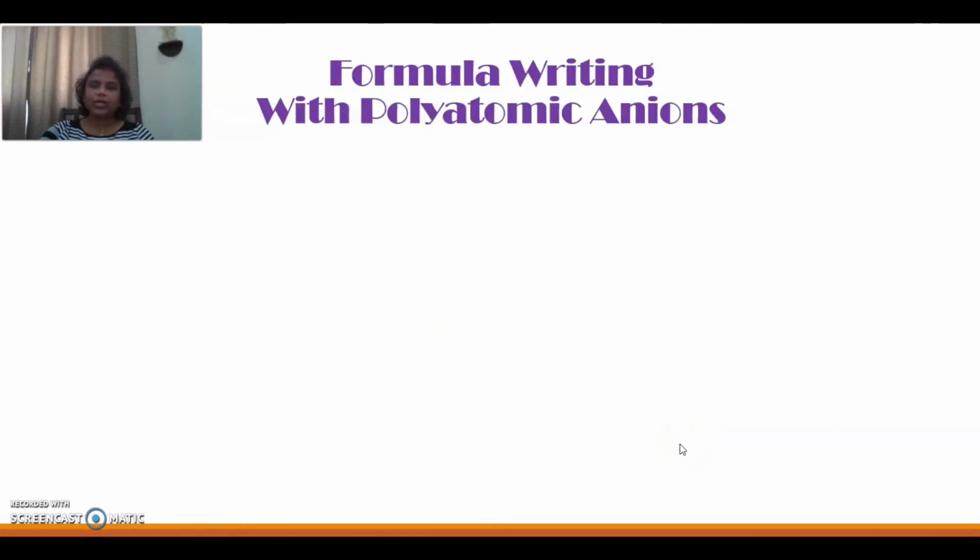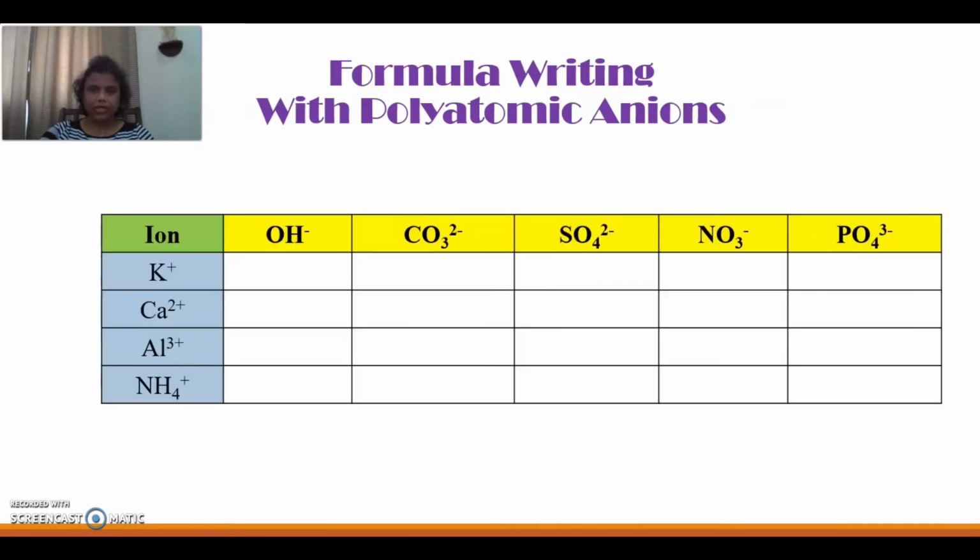Now we'll look at formula writing with polyatomic anions. In the last row, I already wrote the only polyatomic cation we have. You can see it here. But we can find several polyatomic anions. There are a lot of polyatomic anions. These are very common anions I showed here: hydroxide, carbonate, sulfate, nitrate and phosphate.